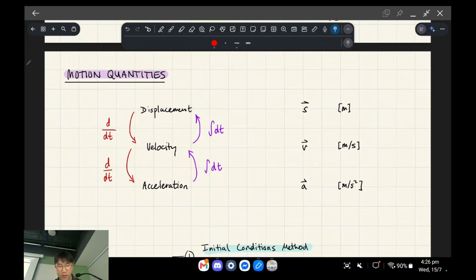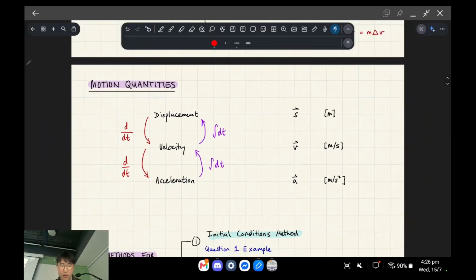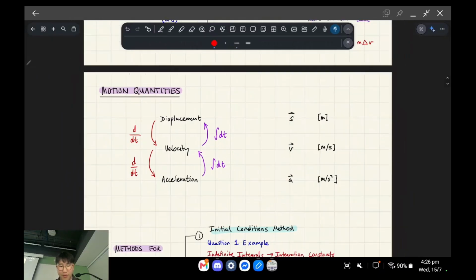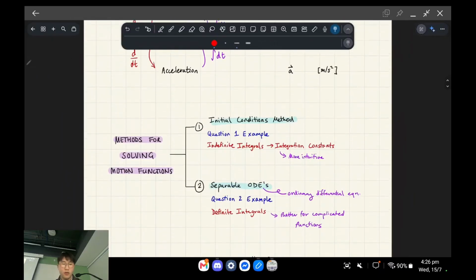And going the other way, we can integrate with respect to time. So if we integrate acceleration, we get velocity. If we integrate velocity, we get displacement. So this will be how I'm notating these quantities. Displacement will be s with a hat, velocity will be v with a hat, and acceleration will be a with a hat.